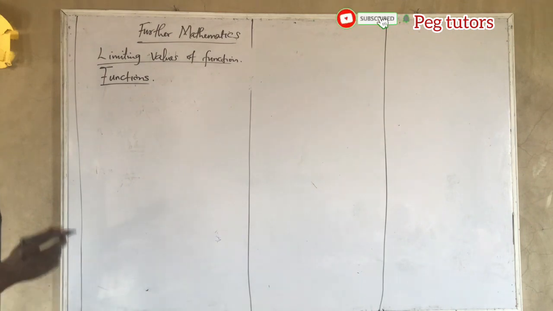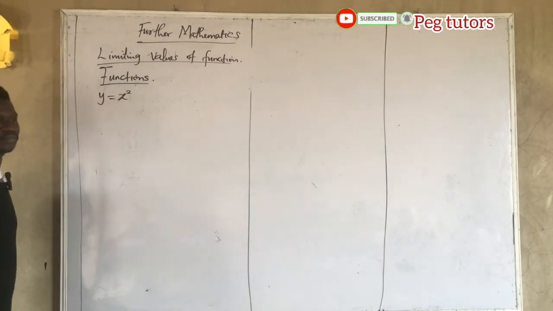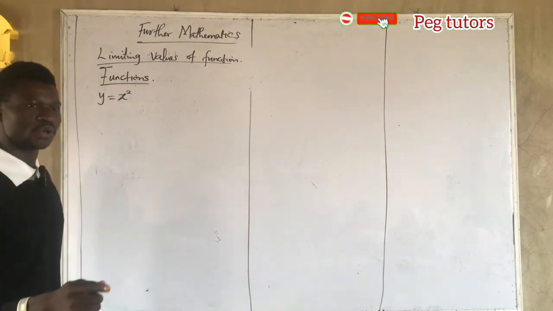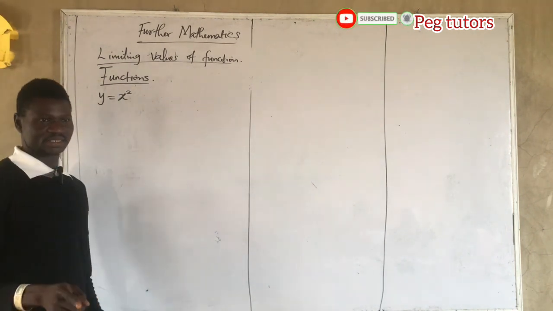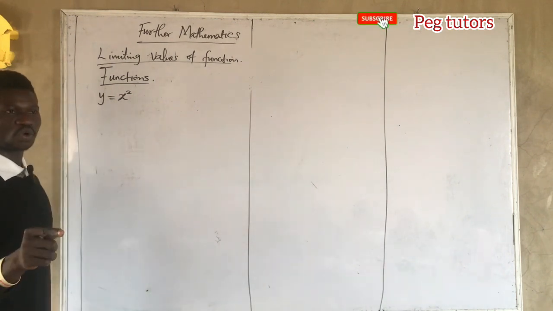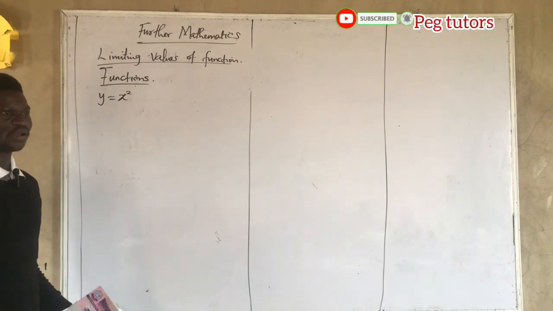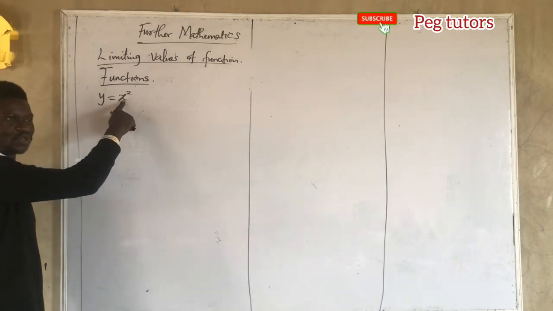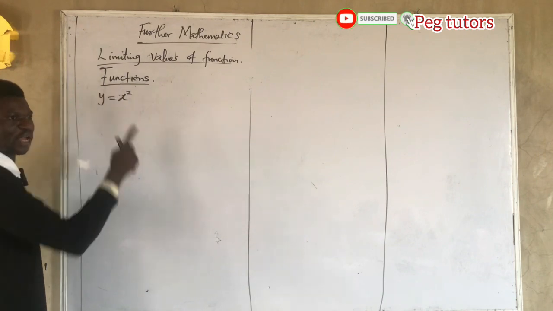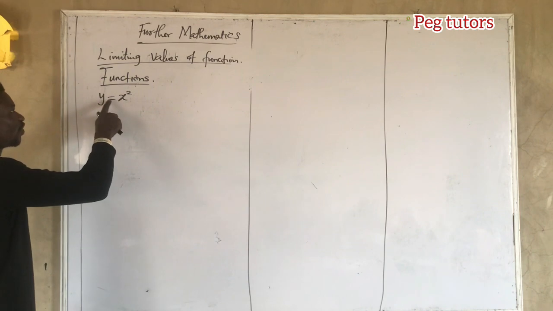Now, class, if I write y equal to x squared, y is dependent on the variable x. If, for example, I make the variable x equal to 2, what will y become? What will be the value of y? y will become 4, because if I put x as 2 here, that is 2 squared. 2 squared becomes what? 4. Are we together?